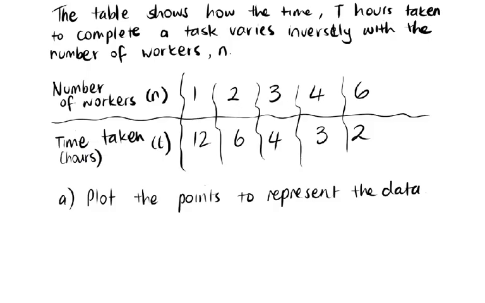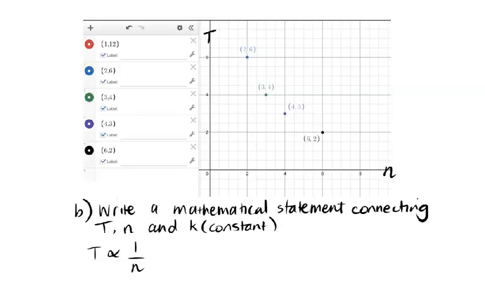The next question says that the table below shows how the time, t, hours, taken to complete a task varies inversely, so again it's got that word inversely, with the number of workers n. As you can see, they've now given us a table of values instead of a formula or a graph. What they want us to do first is to plot the points to represent the data. I've been able to do that using our online tool.